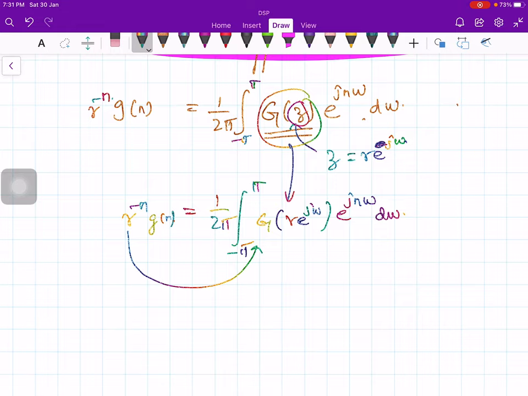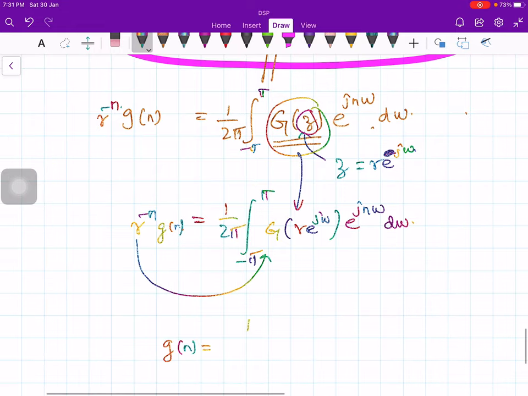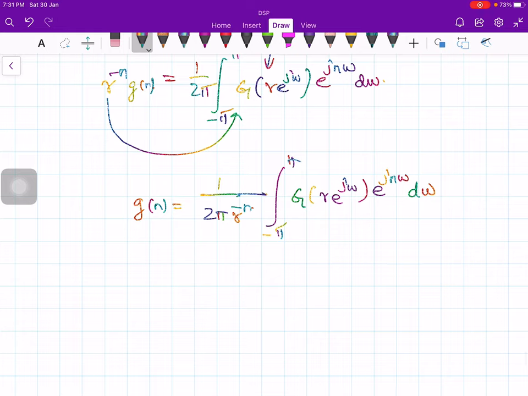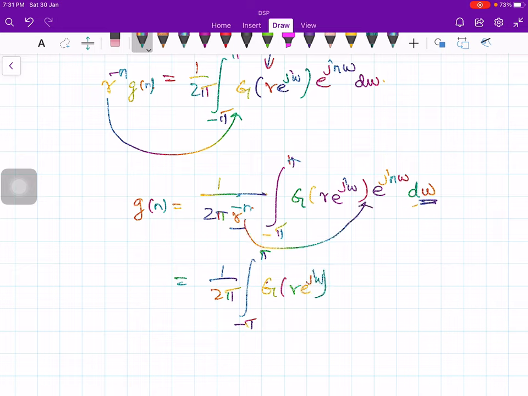So g of n is equal to 1 by 2 pi, r to the n, integral of g of r times e to the j omega e to the j n omega d omega. And I can transfer this r to the n inside the integral, because the variable of integration is omega. So 1 over 2 pi integral of g of r times e to the j omega, r to the n e to the j n omega d omega.